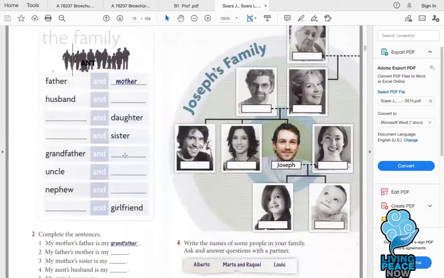uncle, aunt, son, daughter, and boyfriend, girlfriend, and grandson, and granddaughter. That's it. Okay.